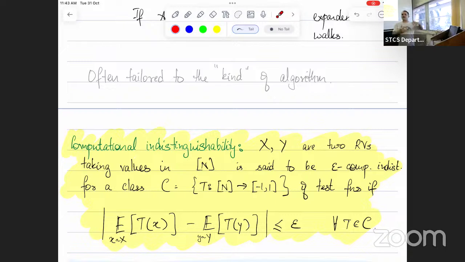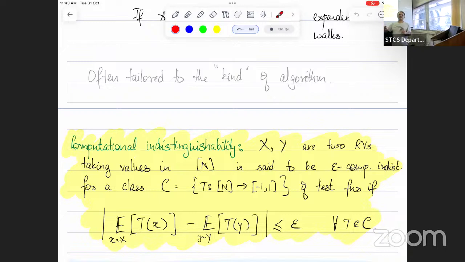Just to connect back to something we had seen earlier with respect to expander walks: if you replace this class of tests by all possible functions from N to [-1, 1], what would this computational indistinguishability then refer to?